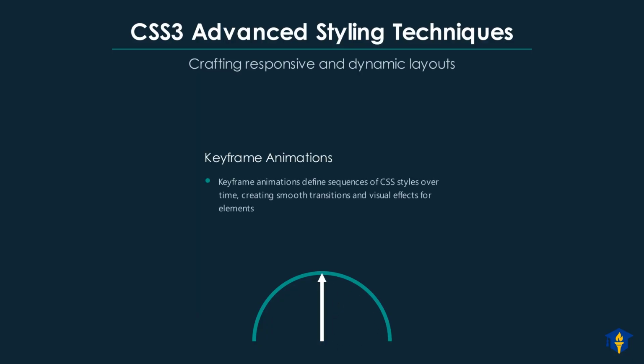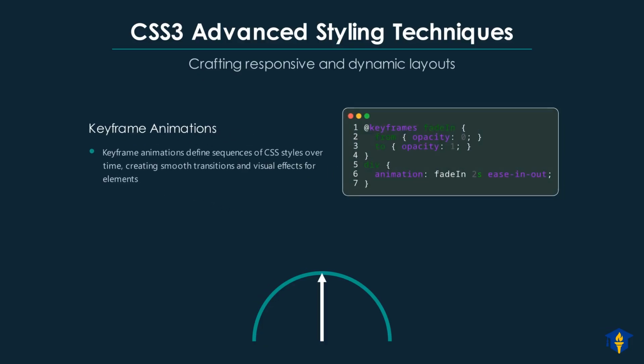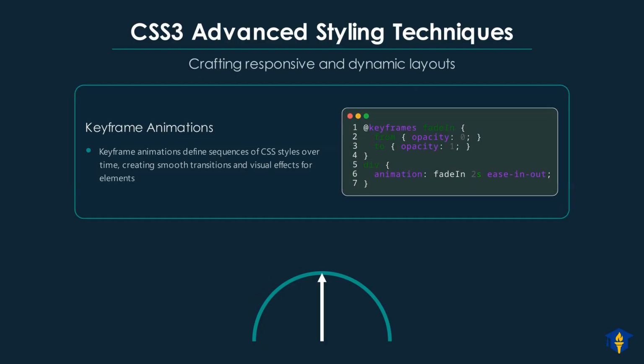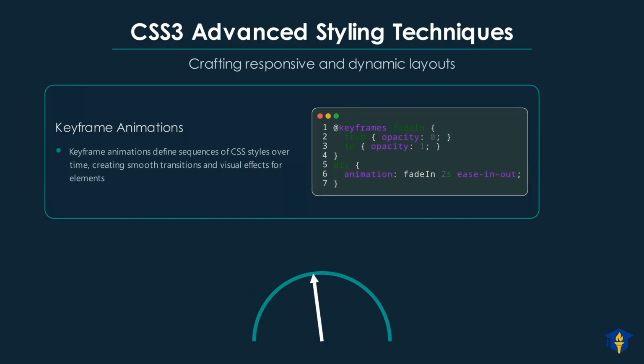Keyframe animations are another exciting feature for creating dynamic visual effects. Keyframe animations define sequences of CSS styles over time, creating smooth transitions and visual effects. This code sets up a fade in animation and applies it to a div element for 2 seconds.